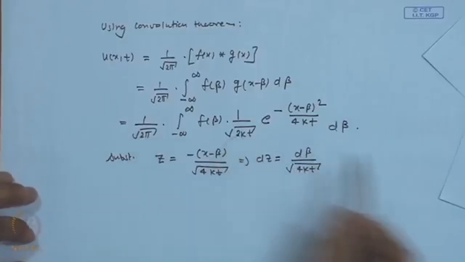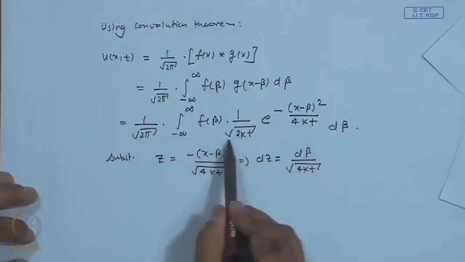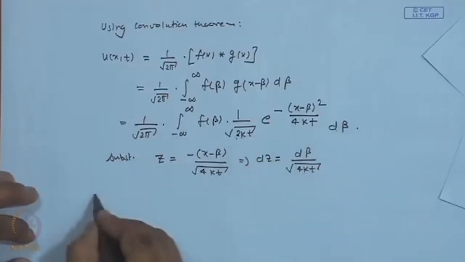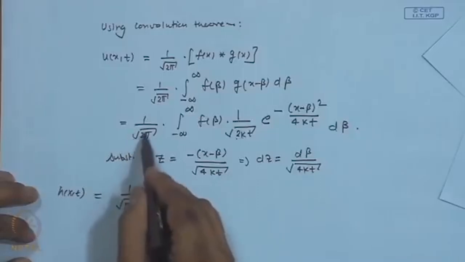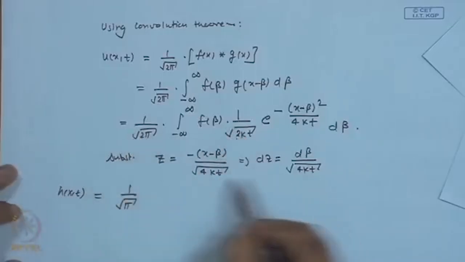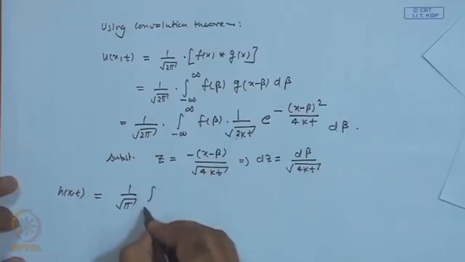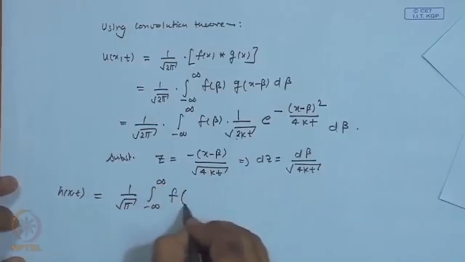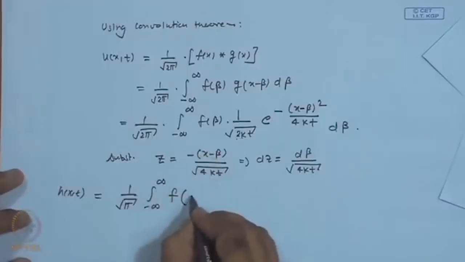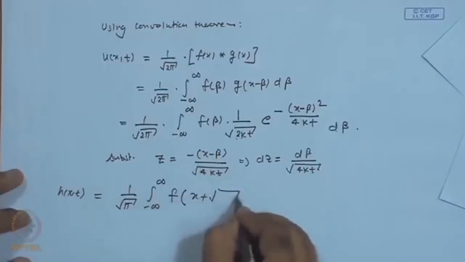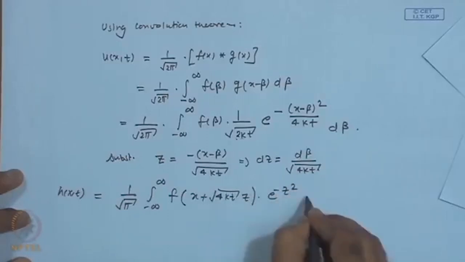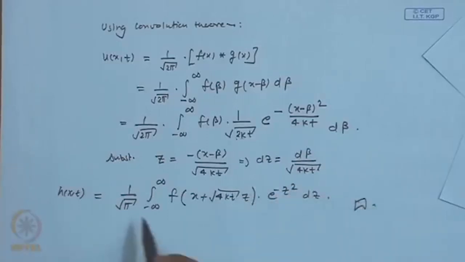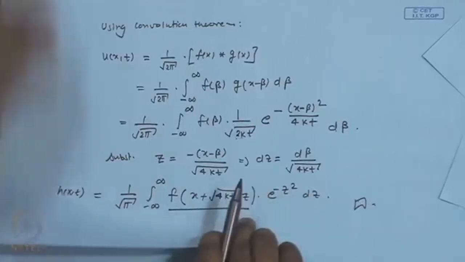So square root 2 is square root 2. We have this square root 4 k t, and this d beta will be, so we have 1 over square root pi, because this square root 2 we can cancel with this square root 2, so that we have exactly this term. Integral from minus infinity to plus infinity of f, for the beta we have to get from here, so that will be x plus square root 4 k t times z, and we have e to the minus z square dz. So this is the solution of the problem in terms of the given function f.